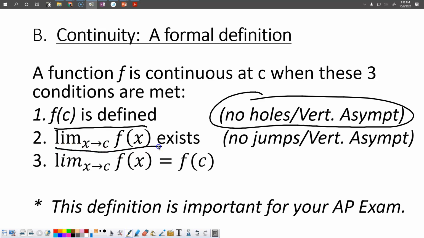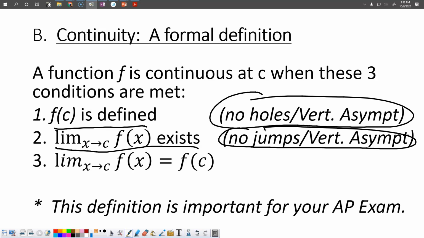If the limit exists, that would mean you shouldn't see any jumps or vertical asymptotes. So as you guys can see, vertical asymptotes kill continuity. So if you don't see any holes, vertical asymptotes, or jumps on the graph, well then your graph is probably continuous.